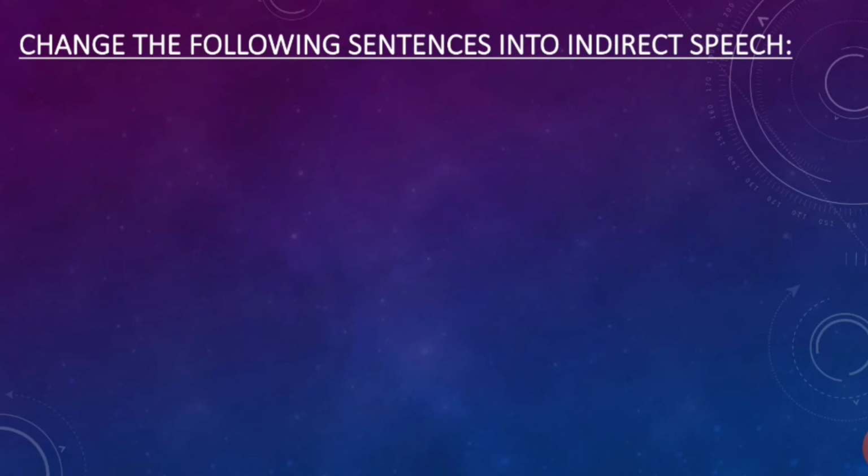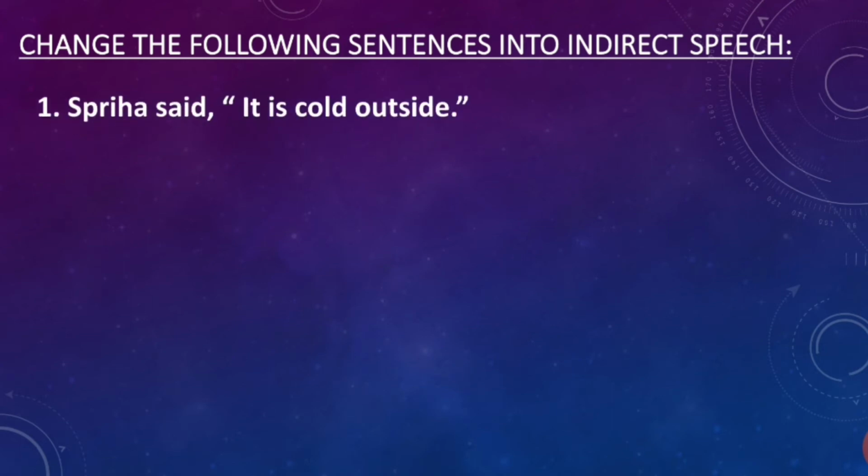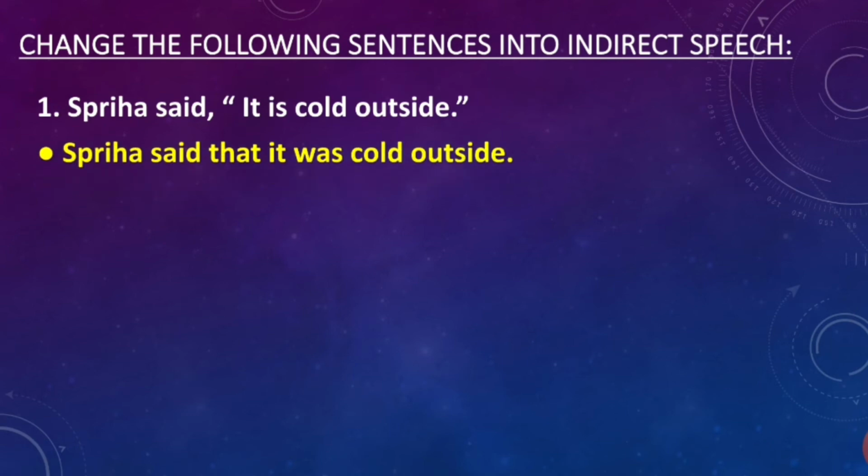Now let us do practice through this exercise. Change the following sentences into indirect speech. Let us see first sentence. Spriha said, "It is cold outside." Now let us see which changes we have to make. Spriha said that it was cold outside.